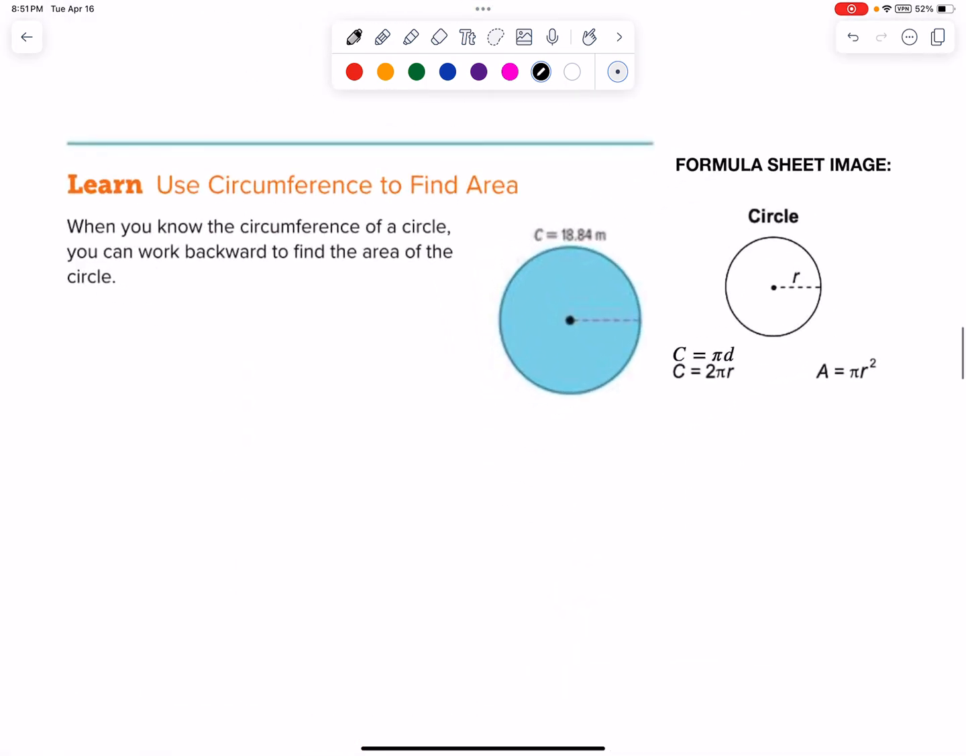All right, let's check out this one. So we're using the circumference. So this is like what we did yesterday, where all of a sudden you know the circumference and you have to work backwards, okay, to find the area. Okay, so let's go ahead and explore this a little bit. Okay, so if I know the circumference, and I want to try to find the area, think about the one thing that I need to know in order to find the area.